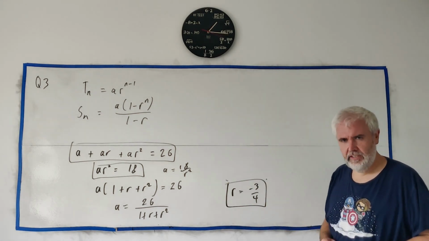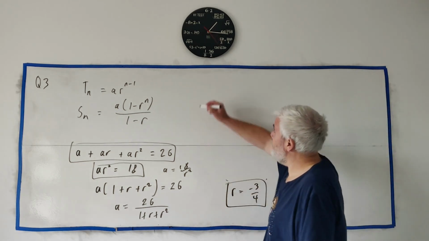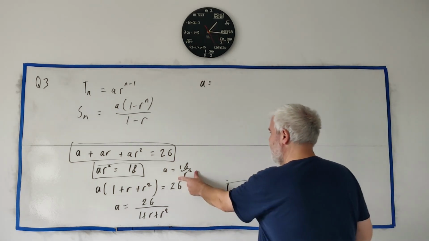I just realized that's not the answer to part A. They wanted the 10th term. This is simply what r is. We still need to get what a is. a is either of these.